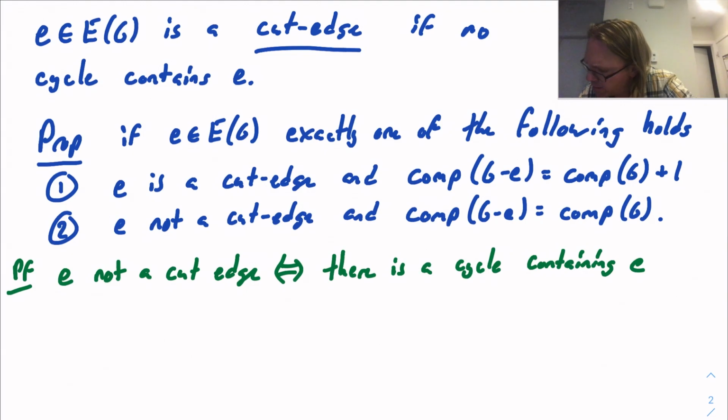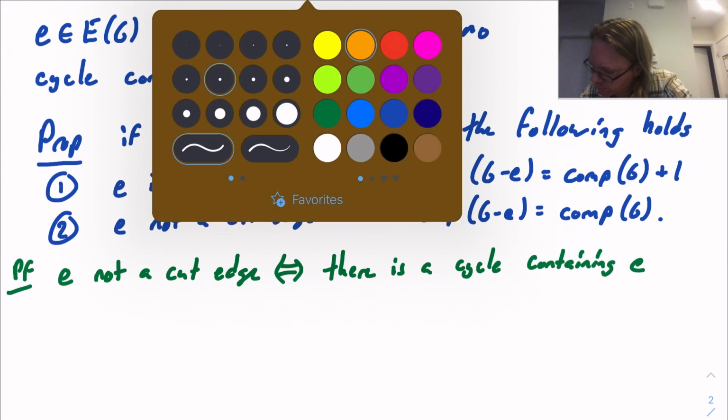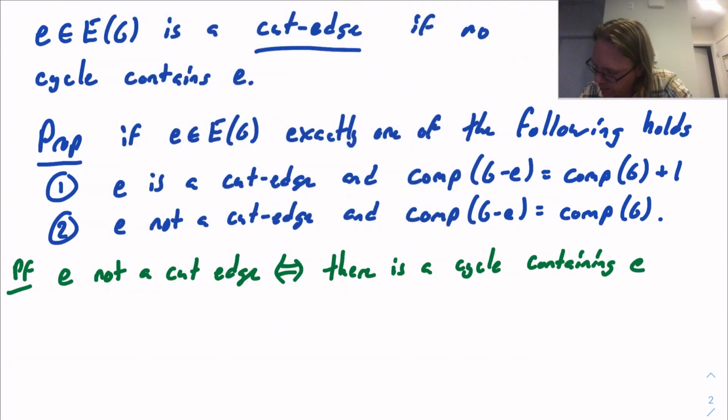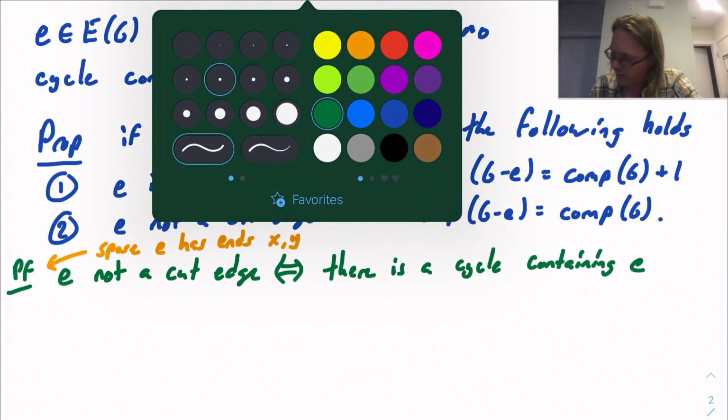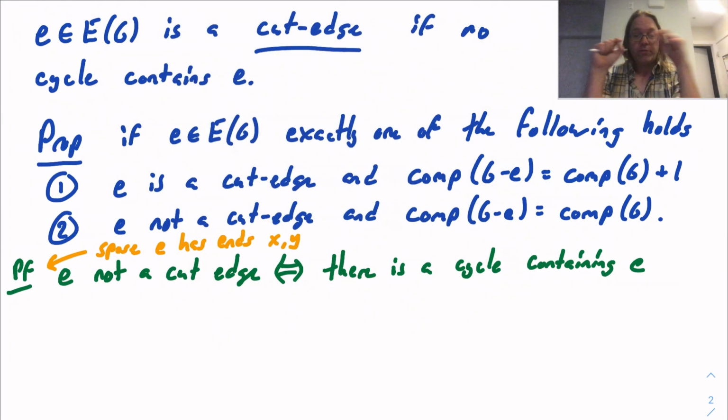Let me suppose here that E has ends, let's say little x and little y. So my edge E has two ends, x and y. By definition, E is not a cut edge if and only if there's a cycle containing that edge E.